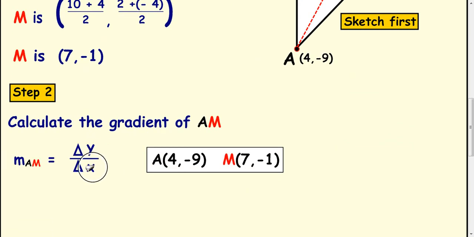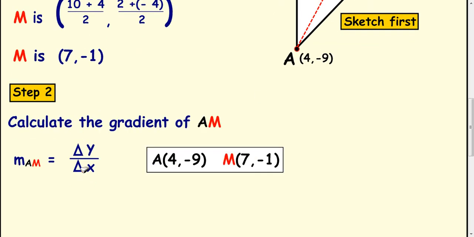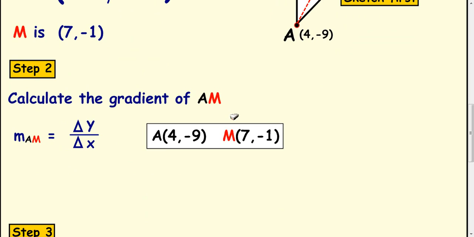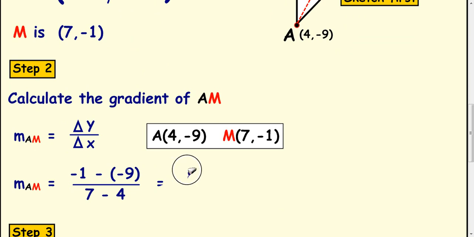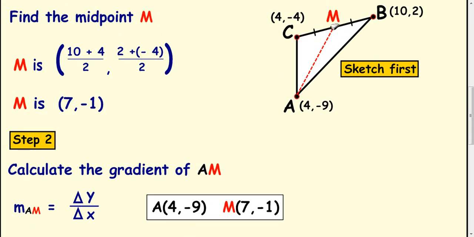So delta y over delta x, notice I'm saying gradient of AM because that's what I'm calculating. Try and structure your working. And do the y's take away the y's, and the x's take away the x's in the bottom. So -1 take away -9, and 7 take away 4. So this becomes a plus, so that will be 8, and in the bottom we have 7 take away 4, which gives you 3. So I now have the gradient of this line, and I have 2 points on it.